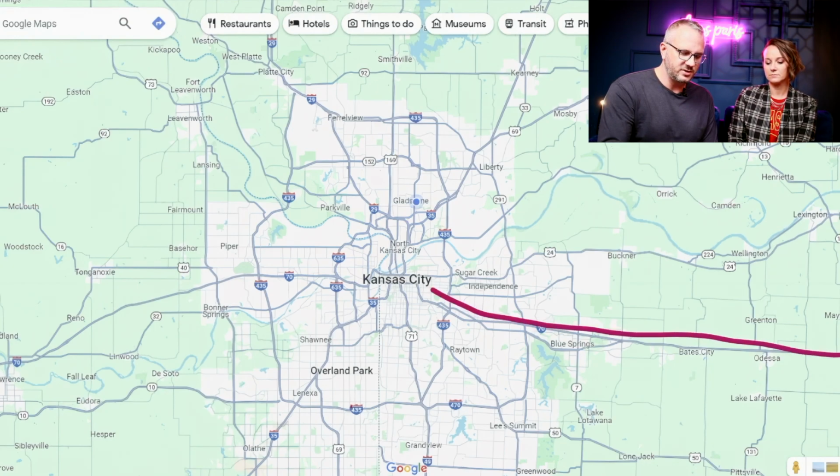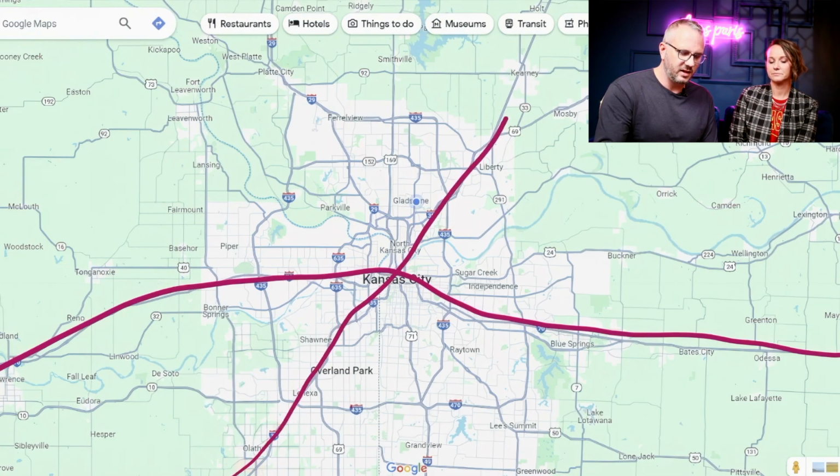So I-70 cuts through the city like this. I-35 cuts through the city like this. And then I-49, which is also I-29, basically converts back to I-29, goes this way. So this is why Kansas City exists. We are a transportation town. We're a trucking town. There's a lot of railroads. The river obviously was the original draw, but the railroads and the highways have really put Kansas City on the map.